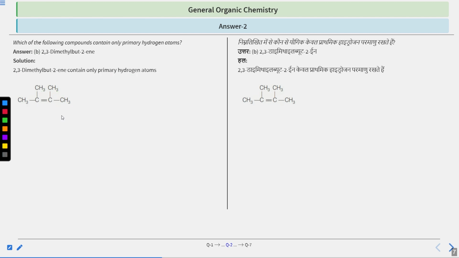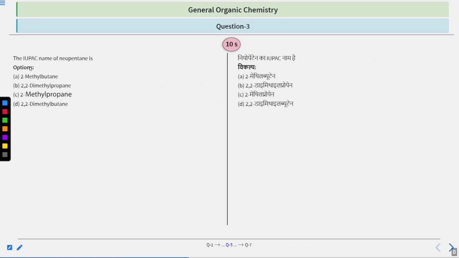Okay, let's move to the next question. Question number 3. The IUPAC name of neopentane is. Neopentane is a common name of a compound, and we have to tell what will be the IUPAC name for it.